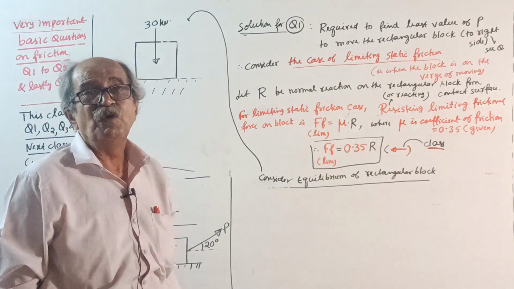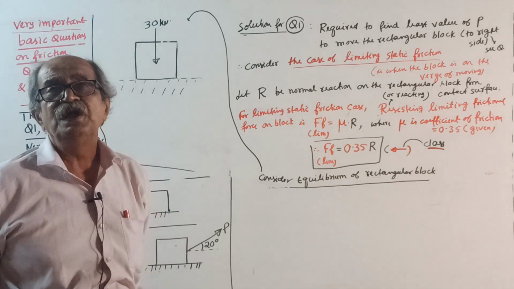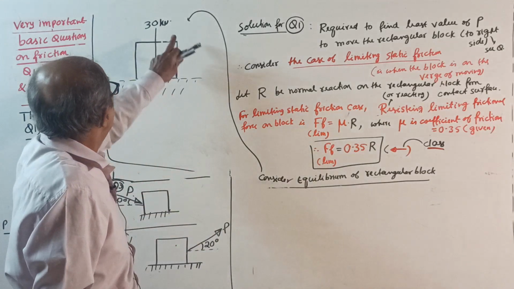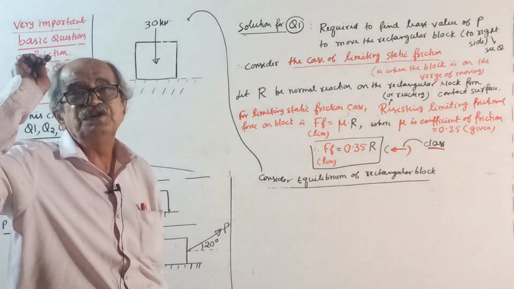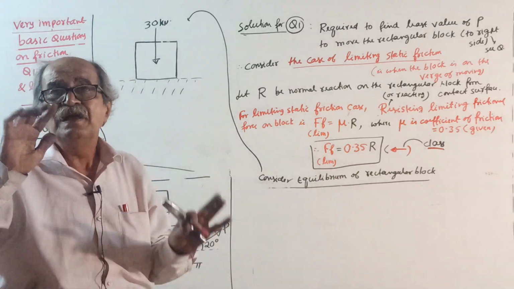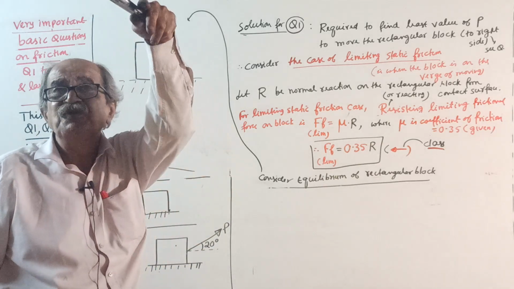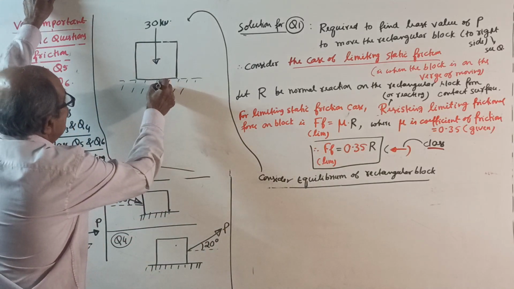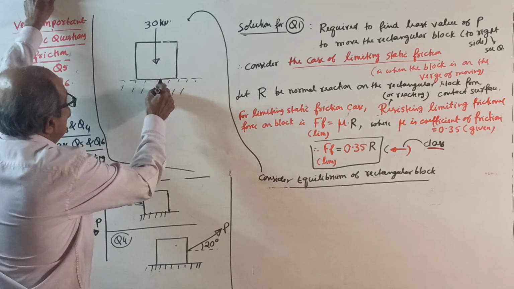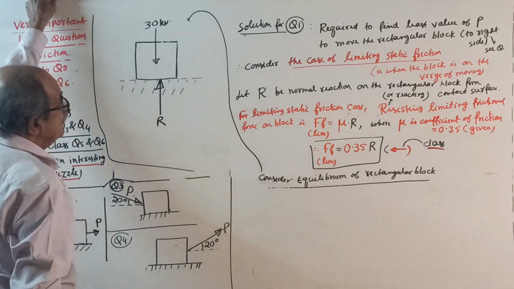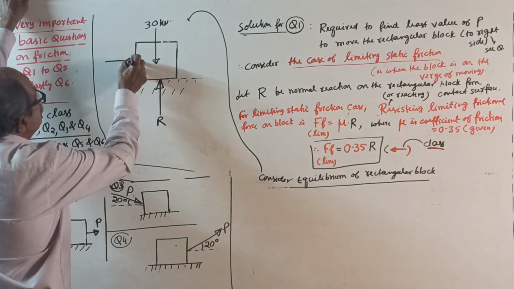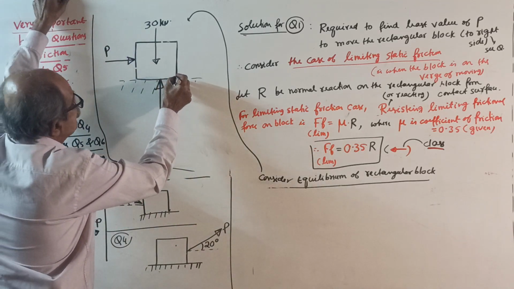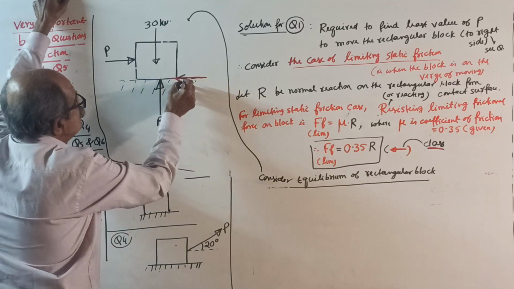By chance, when I give a question, if I wrote there block weighing 20 kilonewton, you change it to 30 kilonewton. In the question I wrote block weighing some kilonewton. If some other value is given, change the question to 30 kilonewton. Next, there is a normal reaction R here. Then our force is P, a pure horizontal force. And I told you, on the block the frictional force will come here.